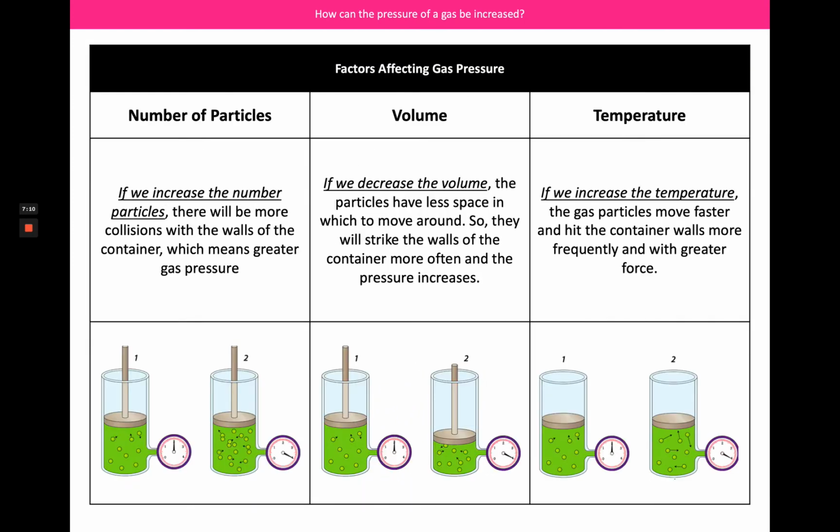So there's a summary. I'm not going to talk it through. It's got the images, but you could just pause the video if you wished and just read through it. But that summarizes what we've just looked at.